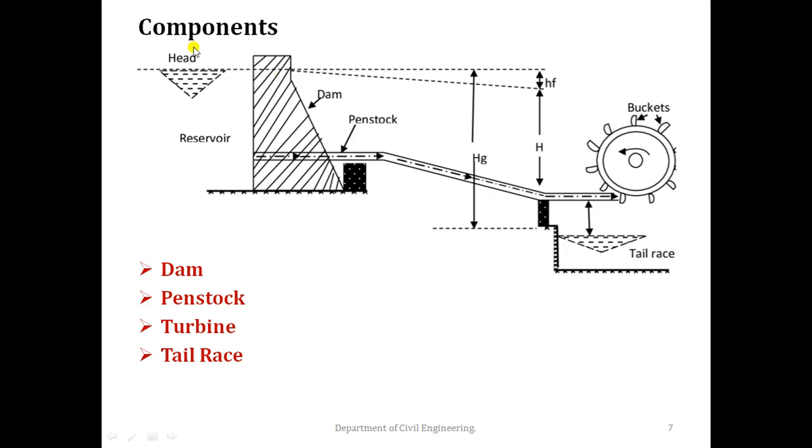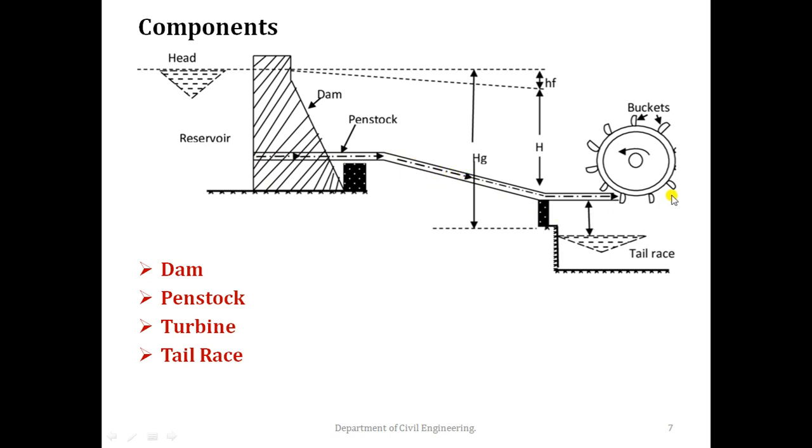Now coming to the components of a hydroelectric power plant. In a hydroelectric power plant, we will have a dam, penstock, a turbine and tail race. Dam is a barrier constructed across a river so that a pool of water called a reservoir is formed. This water from the reservoir, we will be using for various purposes. Penstocks are pipes of larger diameter which carry water from the reservoir to the hydroelectric power plant. The water will be under high pressure.